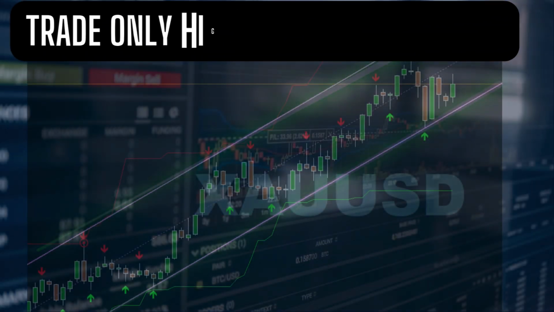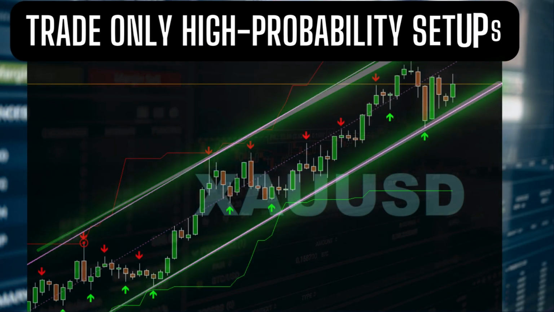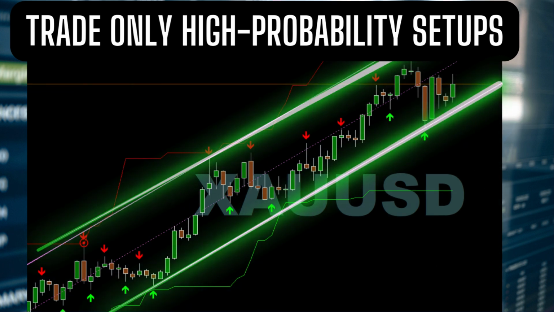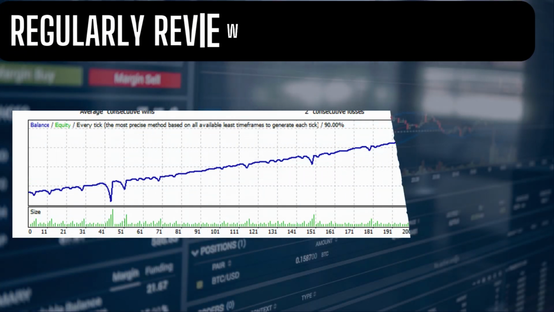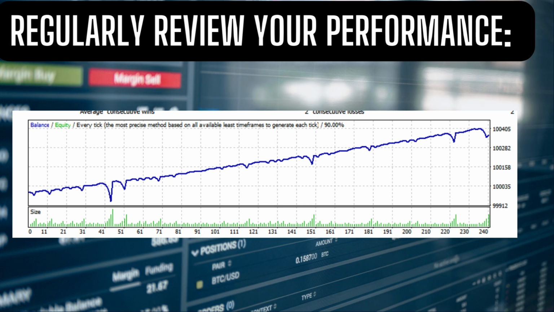Trade only high probability setups. Don't chase trades. Wait for clear signals and trade only when the odds are in your favor. Patience is a virtue in trading. Regularly review your performance. Keeping a trading journal is essential for long-term success. Analyze your trades to identify what's working and what needs improvement.